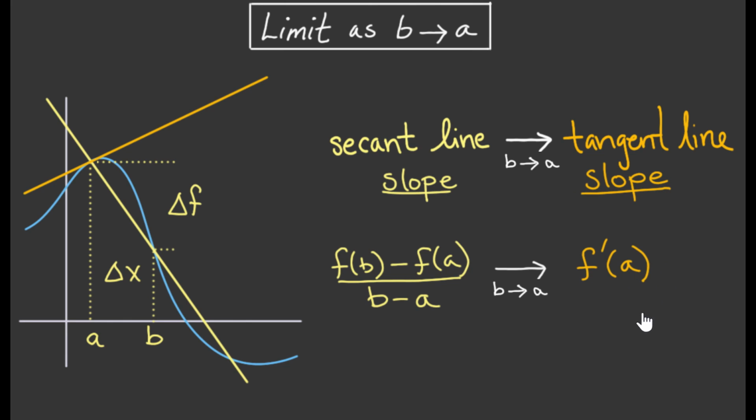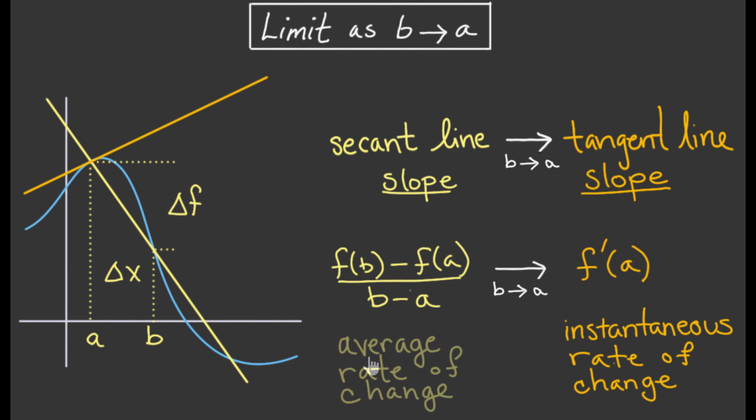And we found an interpretation for the derivative as the instantaneous rate of change of our function at a. So just as the slope of the secant line is measuring the average rate of change of our function, as we take the limit of the secant line as b approaches a, we're getting the tangent line slope, which is measuring the instantaneous rate of change of our function.